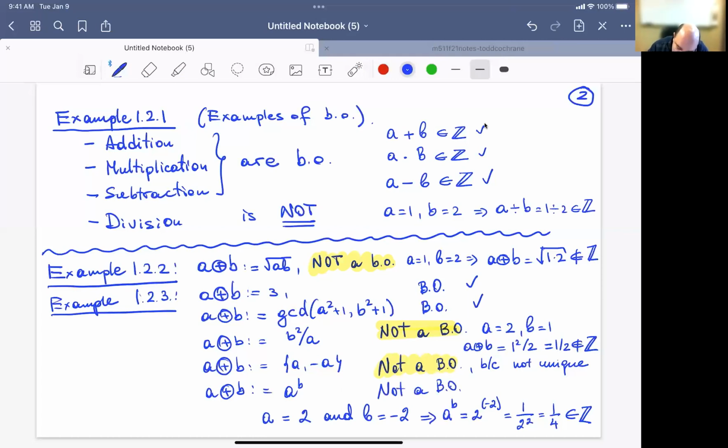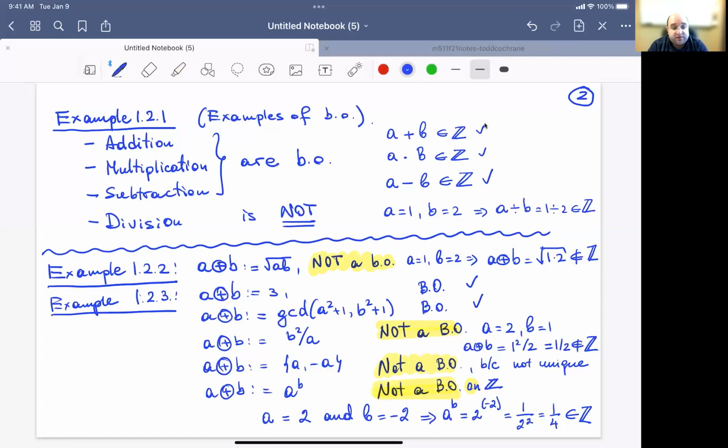So we have some examples of binary operations, and some other examples of operations which are not binary operations. Actually, here I should emphasize this is not a binary operation on the integers.